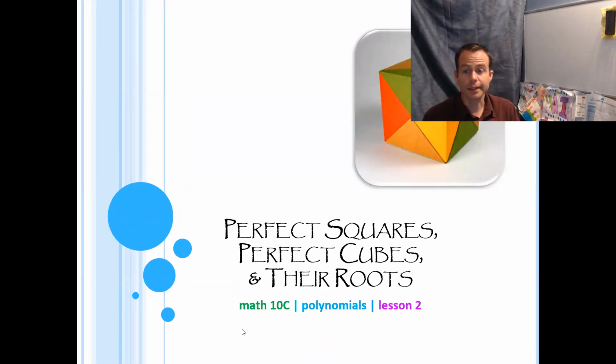Today is lesson 2 in our polynomial unit. We're going to take a look at what it means to be a perfect square, what it means to be a perfect cube, and as well, what it means to take those roots. So we're going to look at square roots and cube roots. Again, I think a lot of this lesson should feel comfortable to you. It'll be a little bit of review, but it's just making sure we're all on the same page, okay?